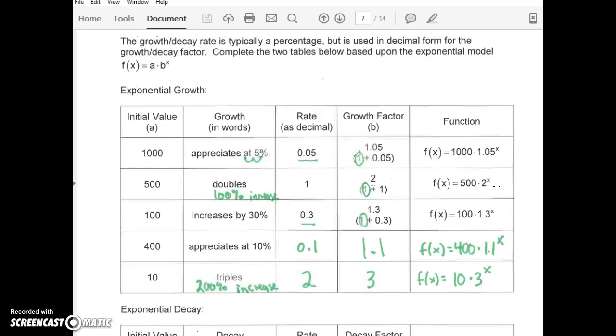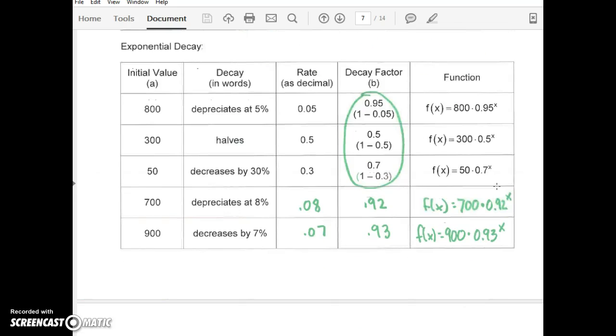Where things change a little bit is decay. We're still going to follow a lot of the same process, but we're not adding that to 100%. We're taking it away. So if we depreciate at 5%, we're taking 5% away from 100%. So when we convert that to a decimal, we're going to subtract that from 1 to get 0.95. So now we have 800 times 0.95 to the x. Half means we're taking 50% of it away. So 0.5, 300 times 0.5 to the x. And that pattern continues.